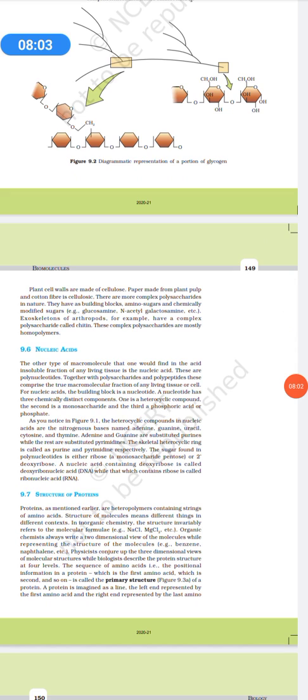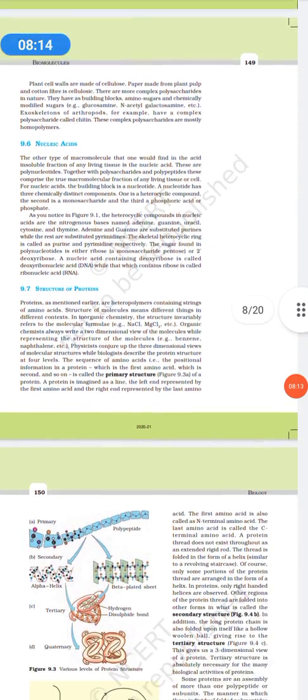We have nucleic acids, which is the DNA or RNA. The double helix structure of DNA was given by Watson and Crick. So that is the structure of the nucleic acid.